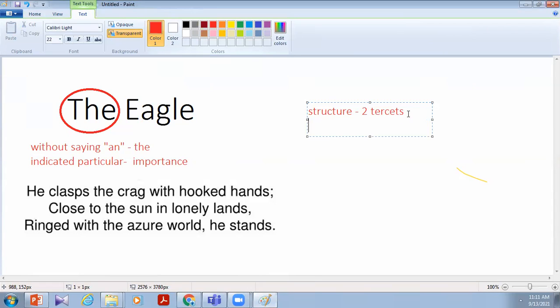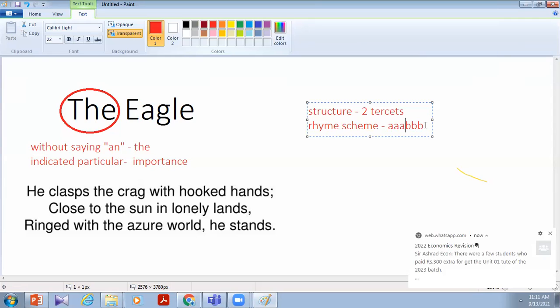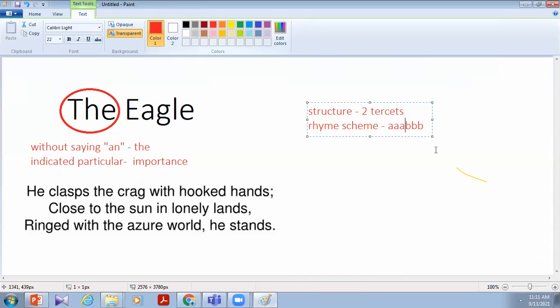So there are two tercets, and the rhyme scheme goes as A, A, A, B, B, B. The first 3 lines and then the next 3 lines. So the rhyming scheme is triple A, triple B. Right? Triple A and triple B.